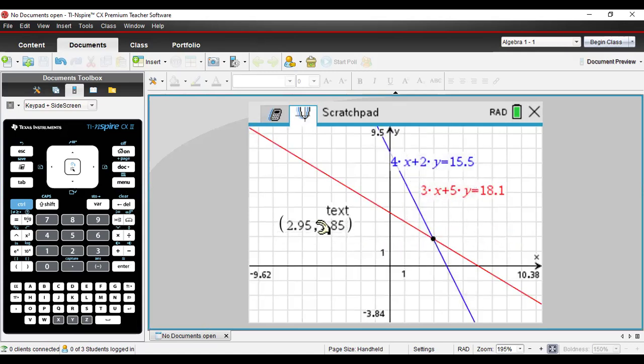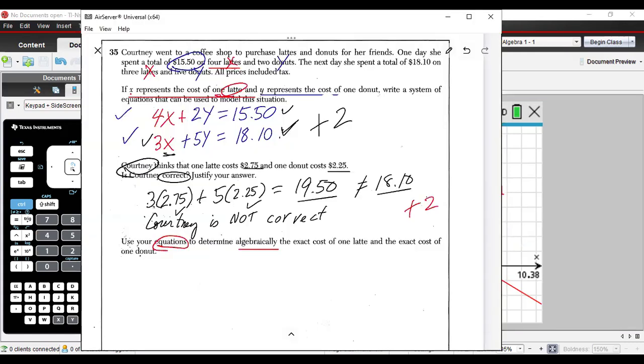So here are the prices. The X coordinate is $2.95. That's the price of a latte, and $1.85, that's the price of a donut. So that's what we would write. We would say X equals $2.95 and Y equals $1.85. Boom.